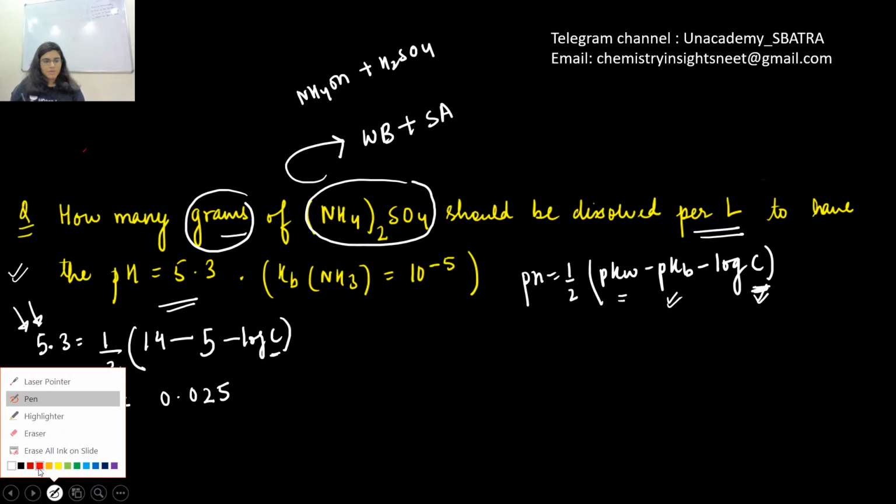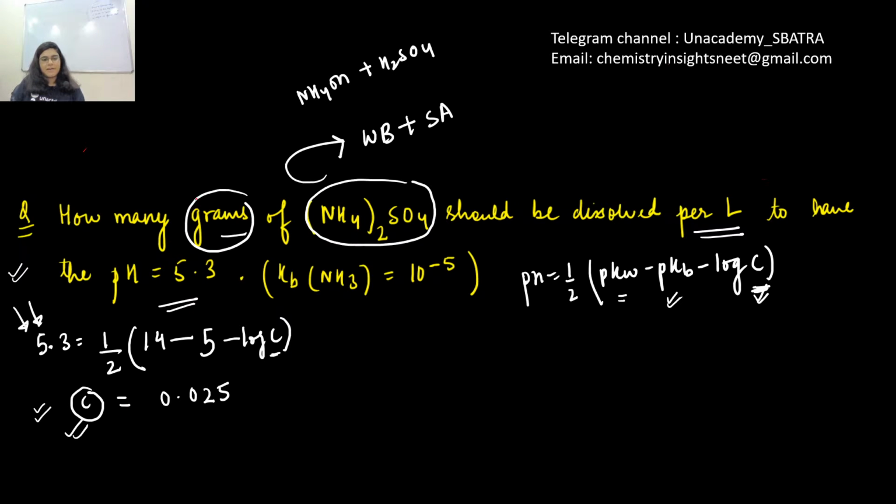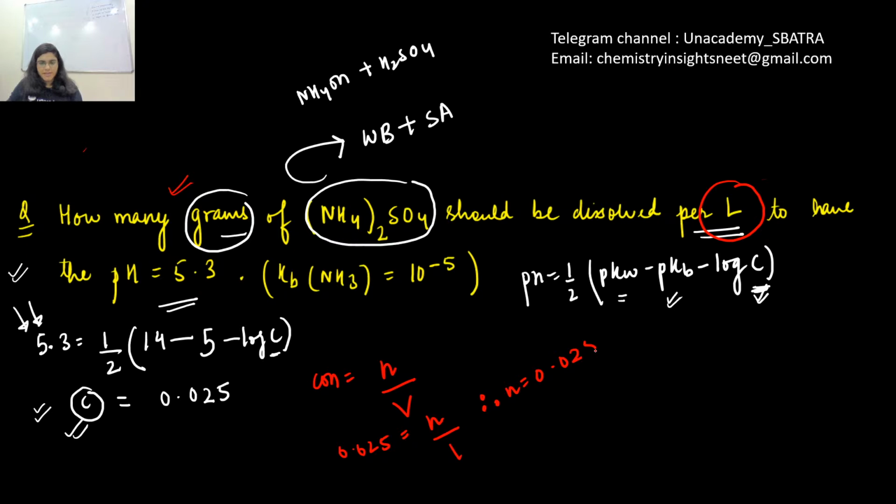Now in this particular question, what you have to find out? You have to find out grams of this salt, right? So now what is concentration? Concentration is equals to number of moles by volume. So concentration is 0.025, number of moles we can find out, and volume is already given to us, that is per liter, that means 1 liter. So here number of moles is also equals to 0.025.